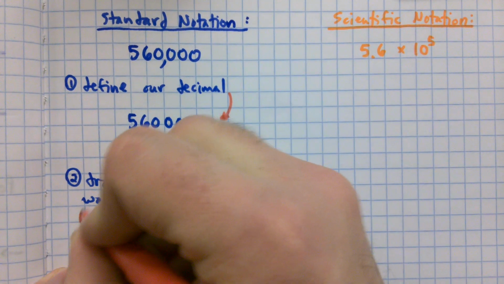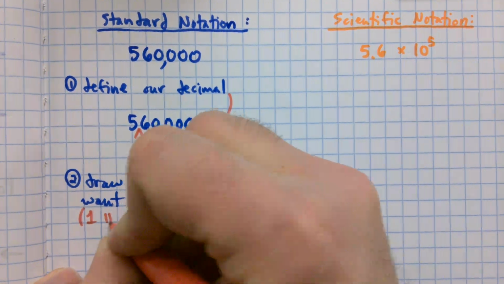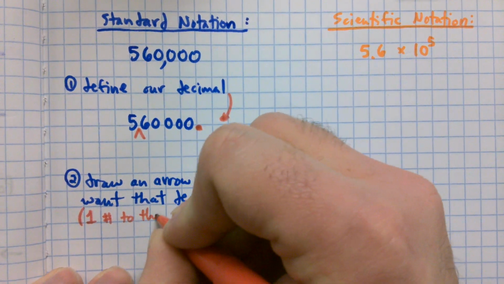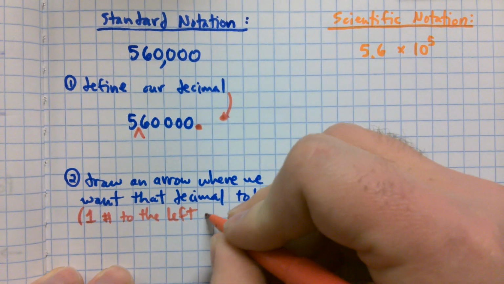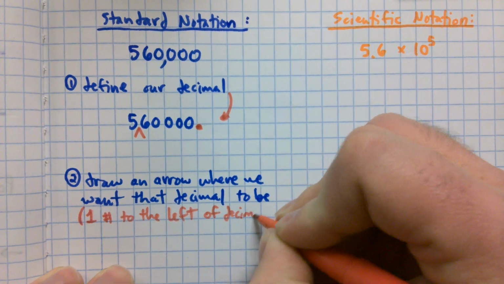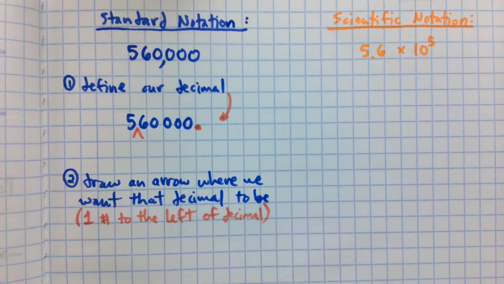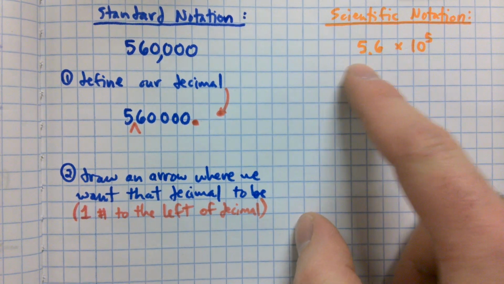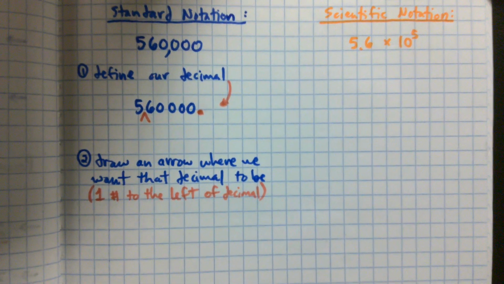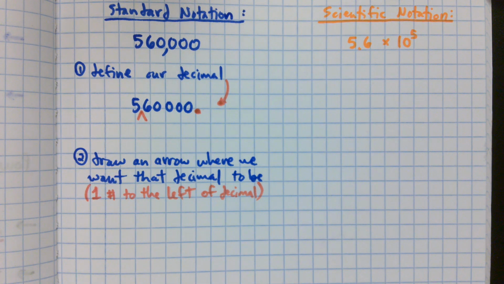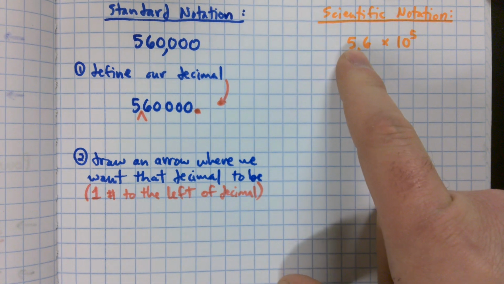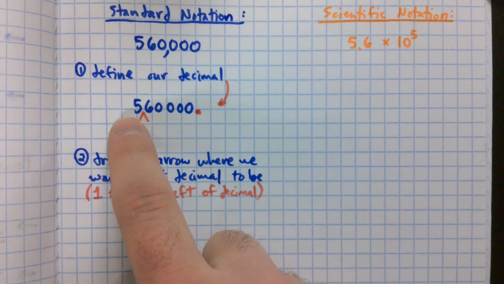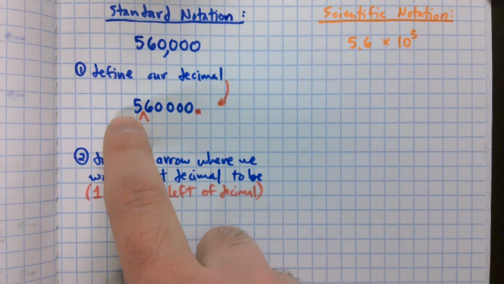Let's write that in. One number to the left of that decimal. Because our leading number, as we see in orange here, needs to be in between 1 and 10. 1.5, 4.9, 5.6, 8.7. Those are all in between 1 and 10, and they only have one number to the left of the decimal. So we want my new leading number here to be 5.6.